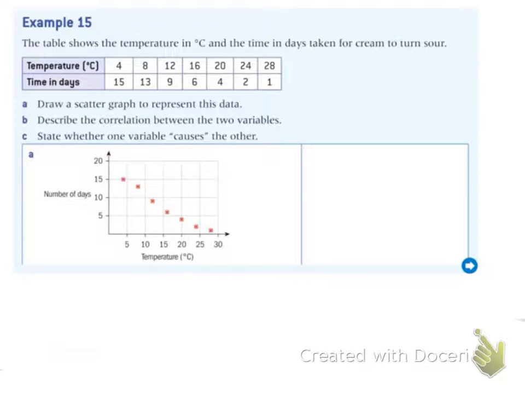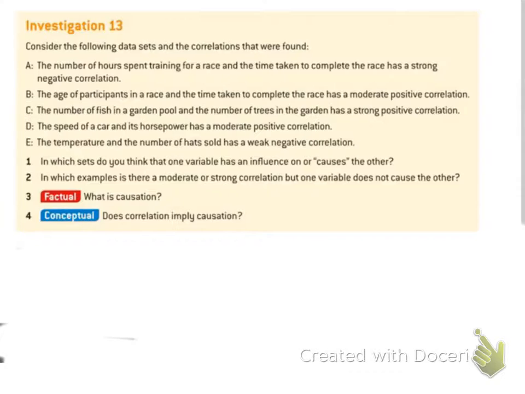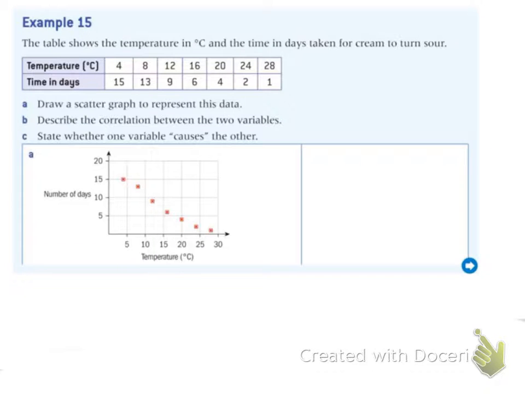This one, the table shows the temperature in degrees Celsius and the time in days taken for cream to sour. Ew. So, as you can see, I think this would be a negative correlation, possibly even a strong negative correlation, and state whether one variable causes the other. Now, this one, I haven't even switched to the next slide. I'm kind of going off my intuition here. Yeah, I think time would cause cream to sour. So what do they say? I do not have that answer on here. Let me pause and get you an answer for that for sure.